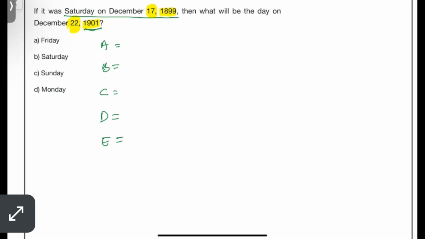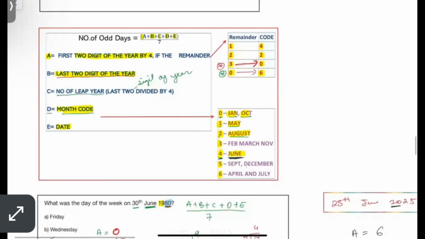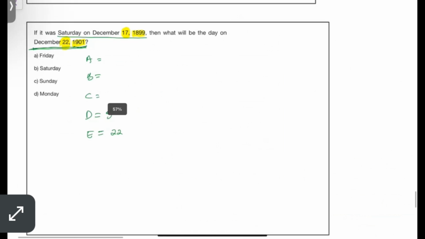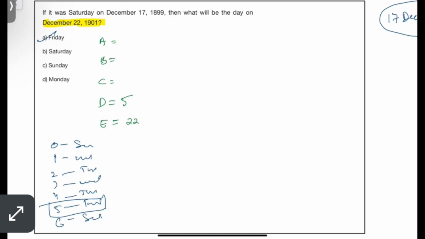We are asked to find what day it will be, this one. So E means date 22. D means month code. December was 5. December code is nothing but 5 here. So that's the reason why I'm directly writing 5 here. And C is what? C is number of leap years. For that, there are 0 leap years, okay? What is it? 0, 1. That means 1 is not divisible by 4. So which means there is no leap year there.